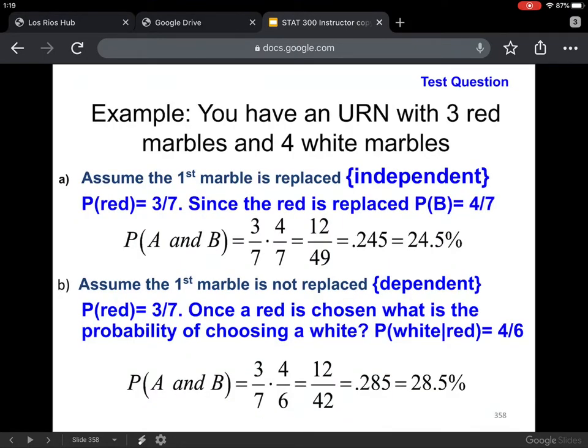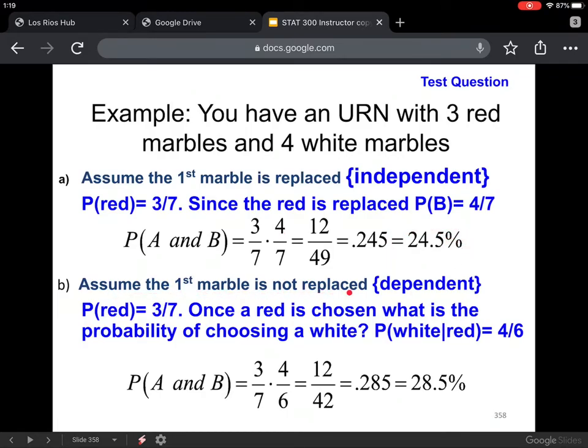If we take a look at those 2 cases, in the first case, we have a total of 7 marbles, and so choosing a red would mean 3 out of 7. We want the red to be chosen. And what's the probability of choosing a white marble? 4 out of 7. Now notice, the reason that the denominators are both the same is because we replace the first marble. The red marble goes back into the urn, and therefore there's a total of 7 marbles, 4 of which are white, right? And so that gives us a 24.5% chance.